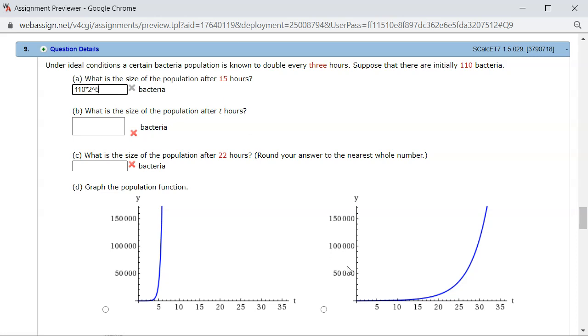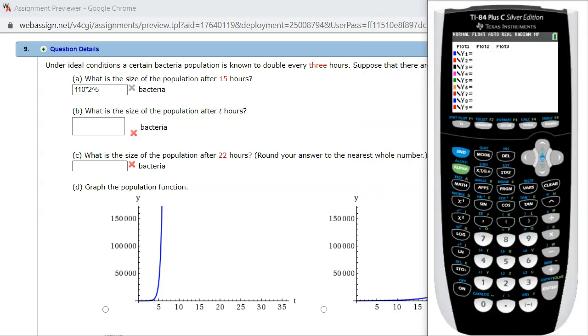So let's compute that. I'm going to just cheat and bring out a calculator. I'm going to compute 110 times 2 to the 5th power, then hit enter. All right, so 3,520. I'm going to just put 3,520. That's part A.